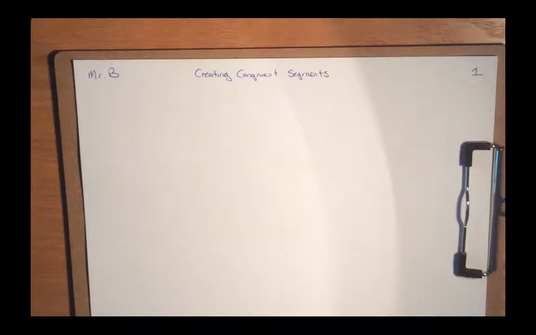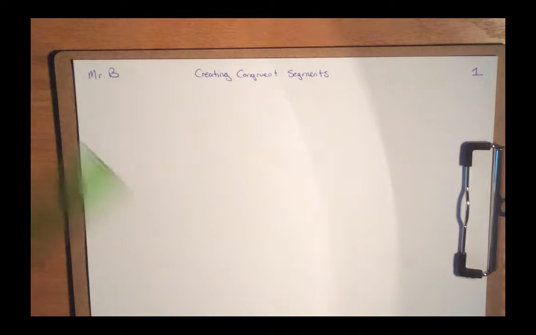Creating congruent segments. Everything that we are going to create in this series on constructions is going to be done with a ruler, compass, and pencil. So having your pencil sharp is going to be important, and making sure that you have a ruler and compass is also important. So here we go.